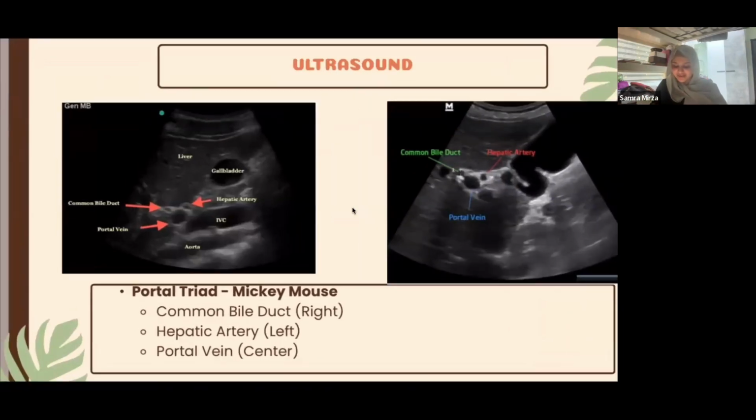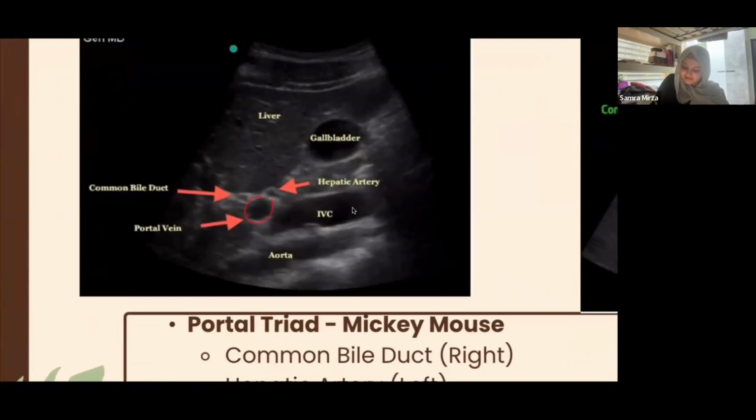And so all you need to know is we have our Mickey Mouse structure here. And okay, so orient yourself. Here is the liver and here's the gallbladder. The liver is more to the right side, and like this is right and this is left. And the gallbladder is more to the left. So you need to know that the common bile duct is more towards the right side. It's the one that's more towards the liver on this section. And then the hepatic artery, the other side of the Mickey Mouse, is towards the gallbladder. And then the one in the center is the portal vein.